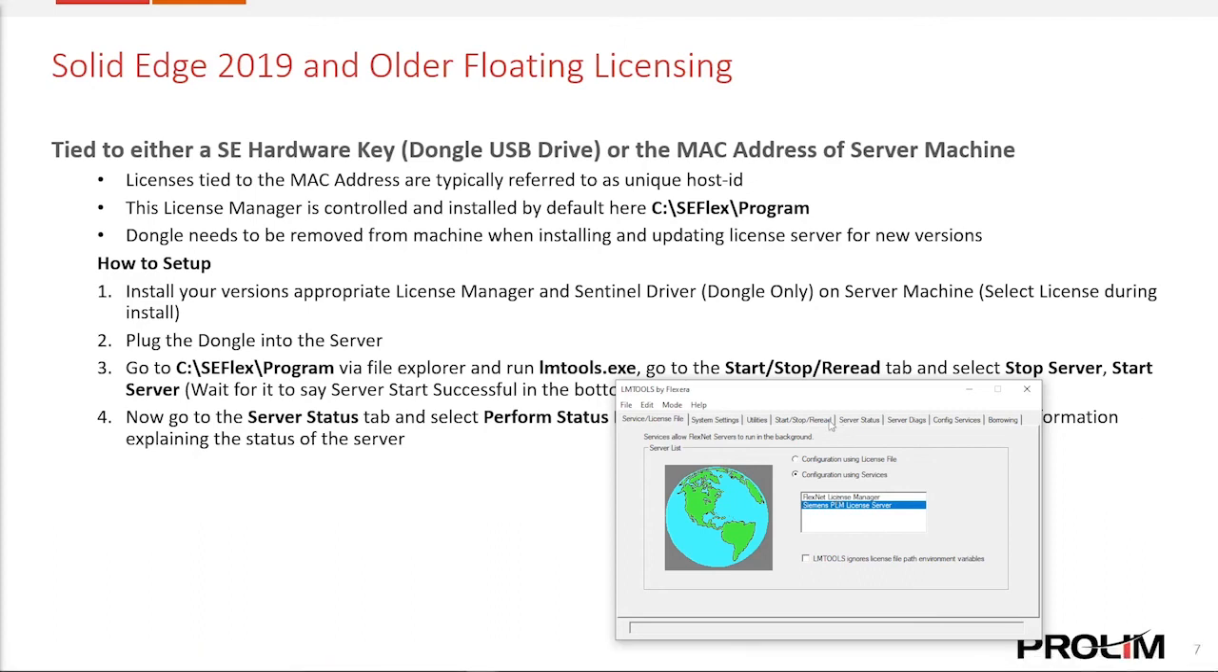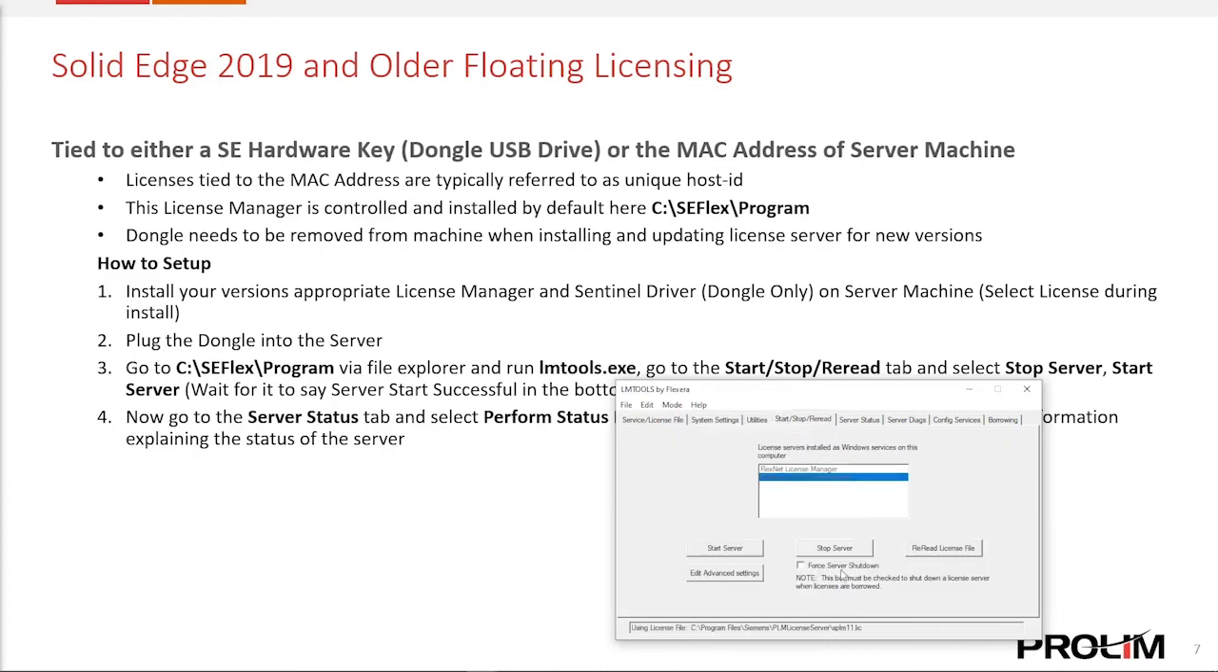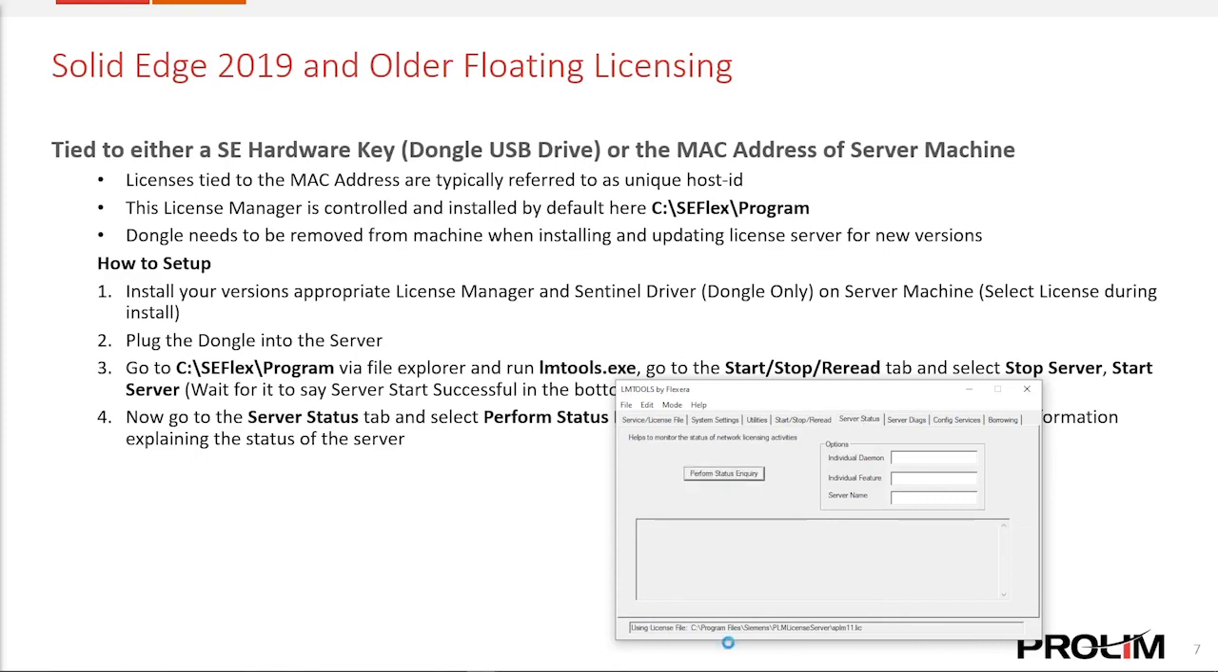So what you would do is go to Start Stop Reread and stop your server. Start the server once it says stopping server, and then wait for this to say server start successful. Then hit reread. Now this might hang up a bit and might even say not responding up here. And once that says reread completed, go to server status and hit perform status inquiry.